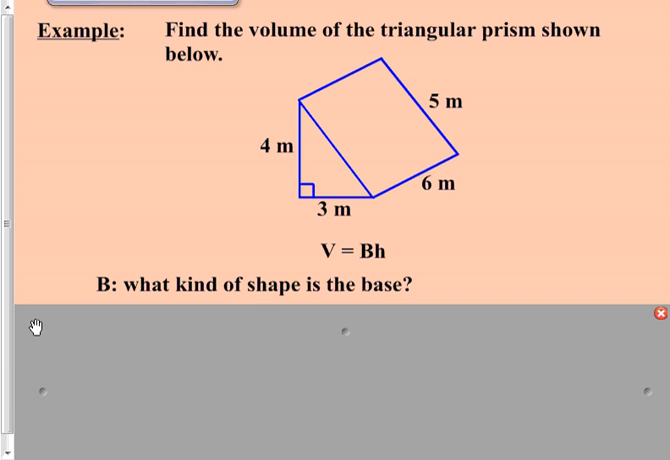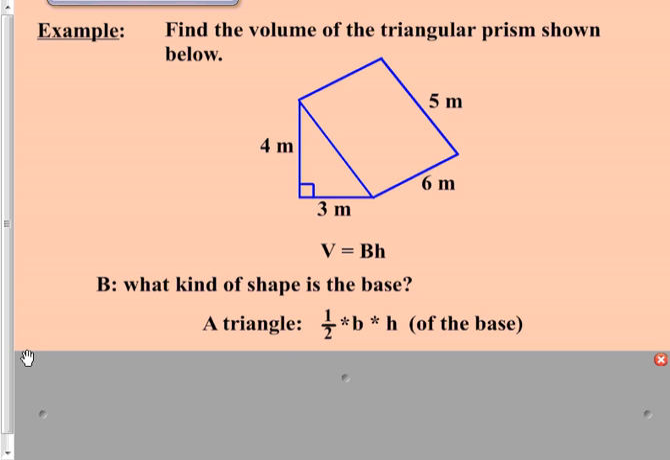Okay, so what kind of a shape is the base? Well, our bases are triangles. If you couldn't tell that from the picture, surely you can tell that from the problem, because it does identify it as being a triangular prism. So the formula for the area of a triangle is 1/2 times base times height. Now keep in mind that this is referring to the base itself, not to the prism. So this h that you're looking at in this formula is not the same h that goes in the volume formula. That's an important part, and it's something that some students have trouble with.